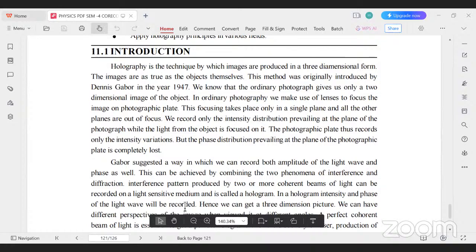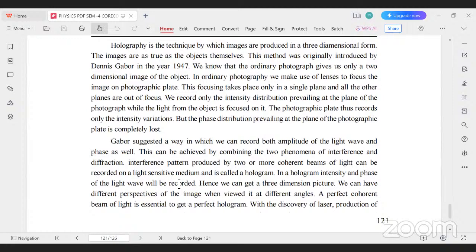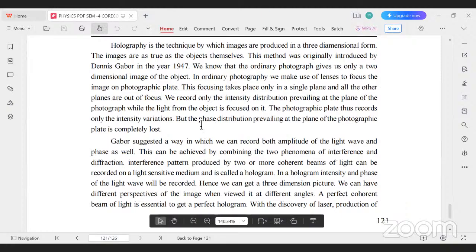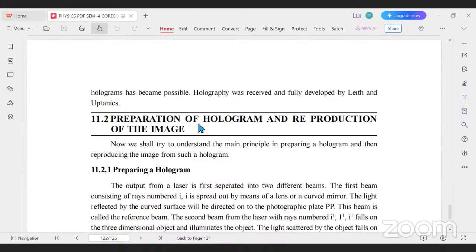The pattern can be recorded on a light sensitive medium and is called a hologram. In a hologram, the intensity and the phase of the light wave will be recorded. Hence, we can get three-dimensional pictures. We can have different perspectives of images when viewed from different angles. As a perfect coherent beam of light is essential to get a perfect hologram, with the discovery of the laser, production of holograms has become possible. Holography was revived and fully developed by Leith and Upatnieks.